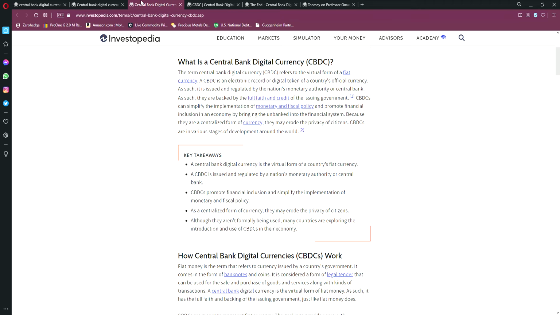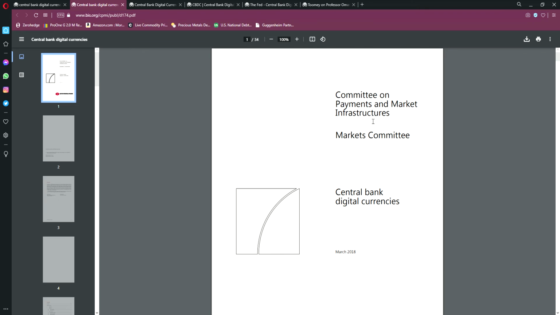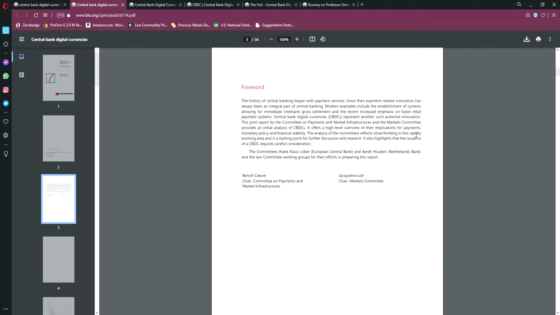I wanted to bring that to your attention and then go here. So this is the Bank of International Settlements. This is basically the banker's bank. So if you think of pretty much any bank, these guys are the clearinghouse, hence the Bank of International Settlements. They clear other banks. So let's read the foreword from this here, the Committee on Payments and Market Infrastructures, Central Bank Digital Currencies. Now, I'm not going to go through this whole thing, but we'll just read a bit.